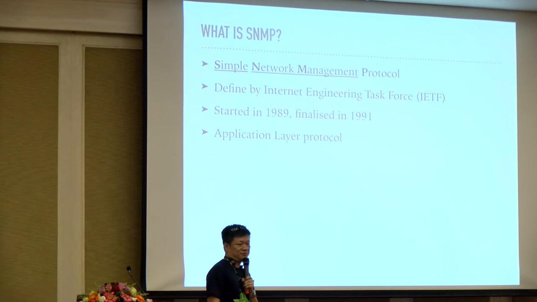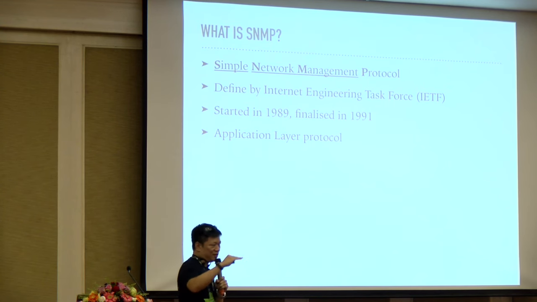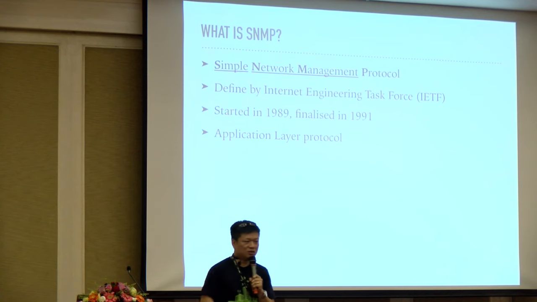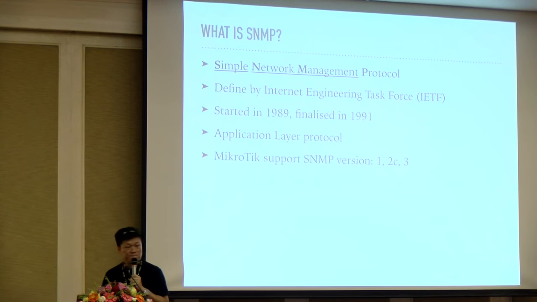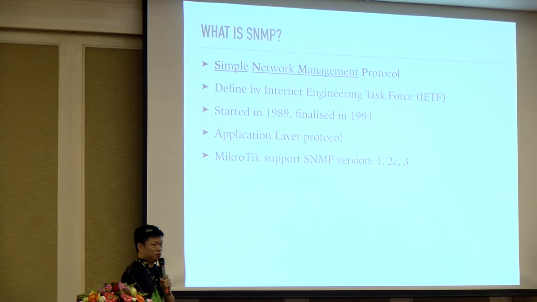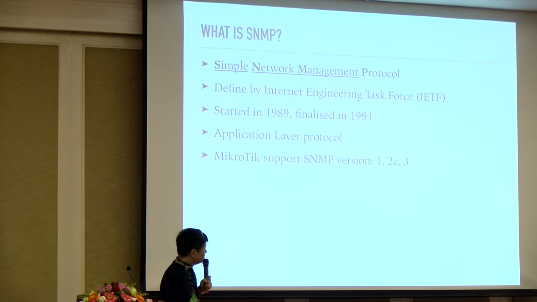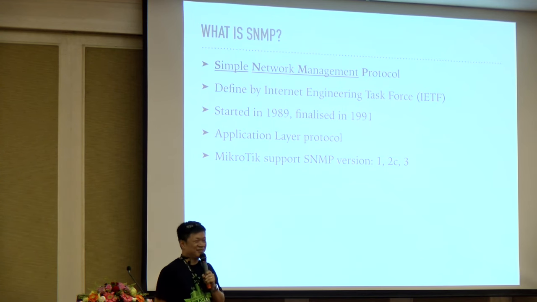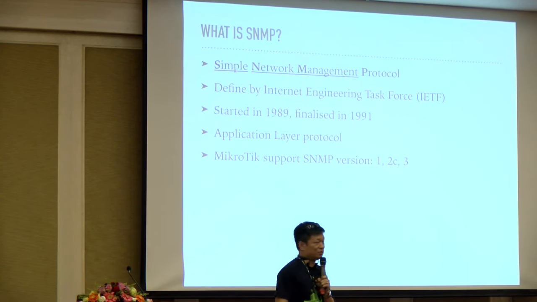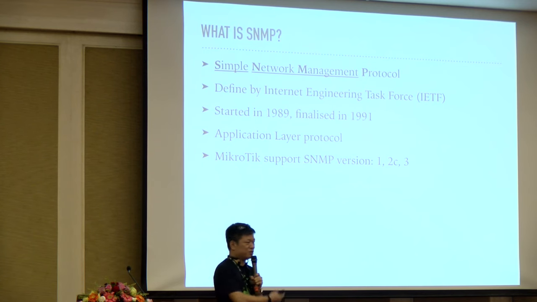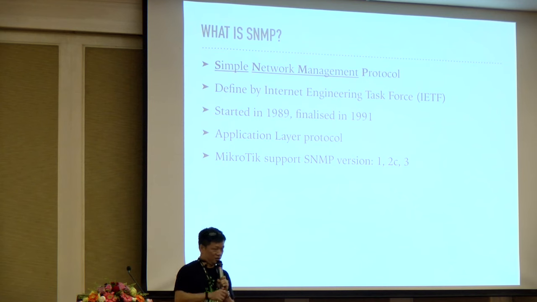It's application layer because it does not determine how the network layers below it work. It just uses whatever is there, and does the processing of the data. So MikroTik supports version 1. This is very old, but sometimes people are still using it, and it's very insecure. 2C, C, common. It's too common, meaning that a lot of people are using 2C. But 2C is still insecure, because all the data is transmitted in plain text. So they came up with version 3. In version 3, you can specify the encryption. You can specify username and password. So it's more secure.